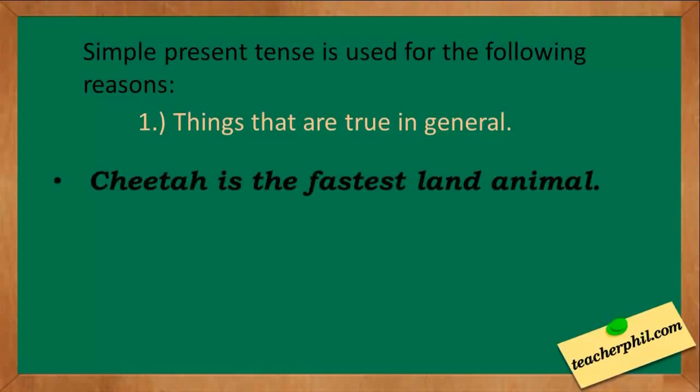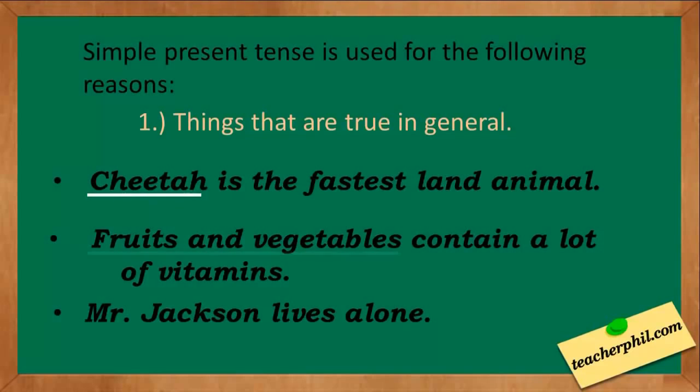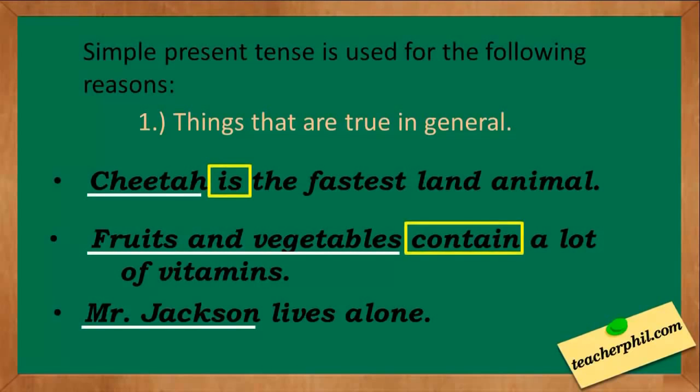Examples: Cheetah is the fastest land animal. Fruits and vegetables contain a lot of vitamins. Mr. Jackson lives alone. Cheetah, fruits and vegetables, and Mr. Jackson are the subjects in these sentences, while is, contain, and lives are the verbs.